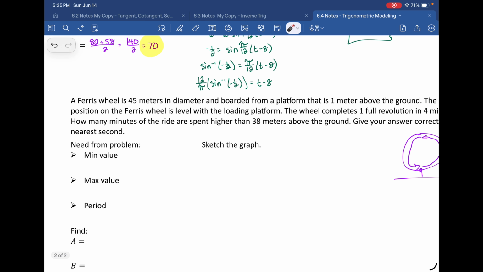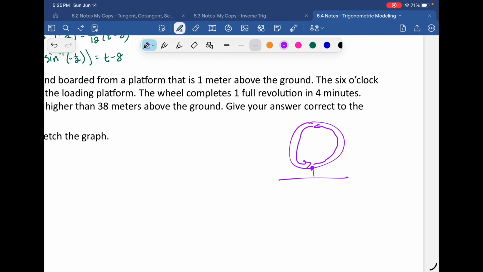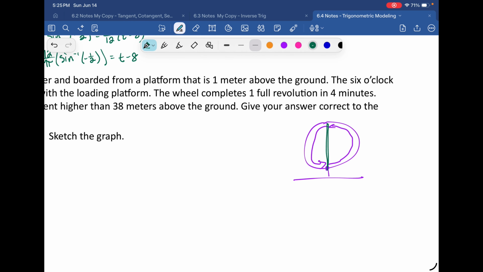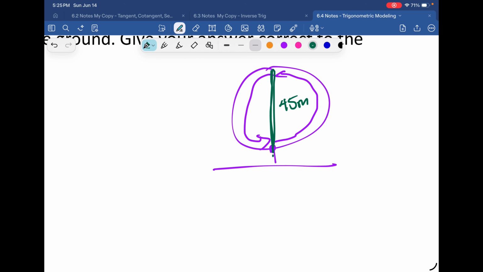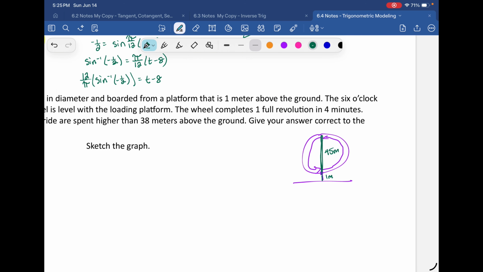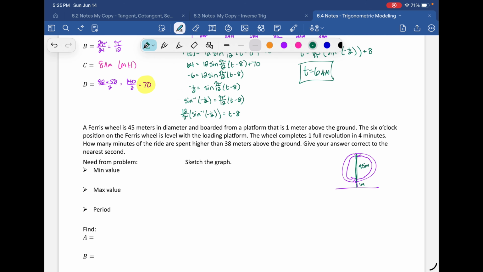All right, so a Ferris wheel is 45 meters in diameter. So this distance, 45 meters. And you're boarded from a platform that is 1 meter above ground. So this distance is 1 meter. It says the 6 o'clock time, so directly above is level with the loading platform. So these are vertical together. The wheel completes 1 full revolution in 4 minutes. How many minutes of the ride are spent higher than 38 meters above the ground? Get your answer correct to the nearest second.